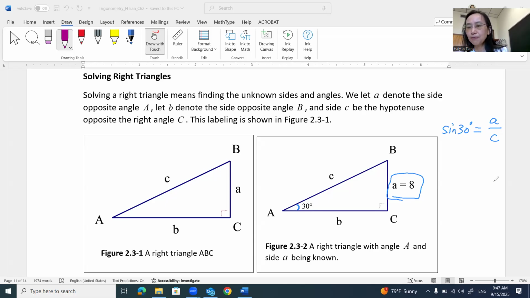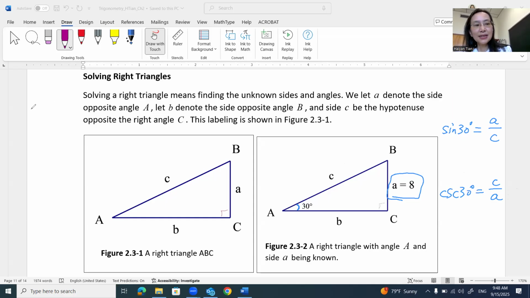Or if you want, you can write C over A. And C over A, that is a reciprocal of sine, right? So that is cosecant 30 degrees. So you can choose to use either one.